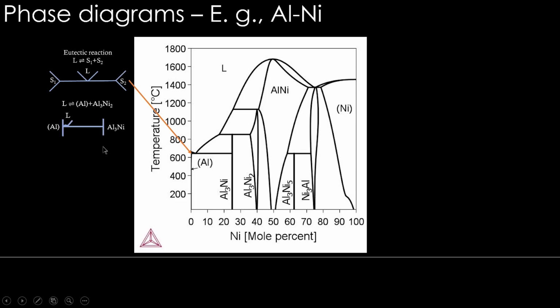So you can transfer this here and see here, this is where it is. So liquid becoming one aluminum rich solid solution and Al3Ni on this side. So this is the pattern, we can recognize that. So this is a eutectic reaction. That is one reaction. Then we have peritectic reactions.